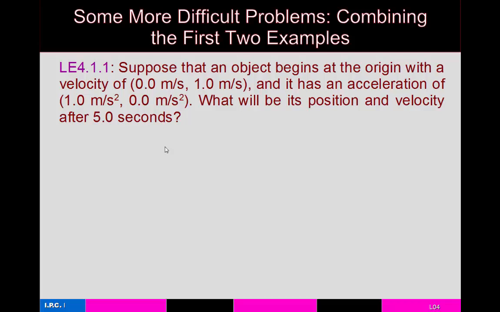So let's do what would be a longer example, by which I mean this one was originally written to be solved in a more involved manner. So let us consider something that starts off at the origin, and the initial velocity is 0 meters per second, comma, 1 meter per second. And it has an acceleration of 1 meter per second squared and 0 meters per second squared. What will be the position and velocity of this thing after 5 seconds?